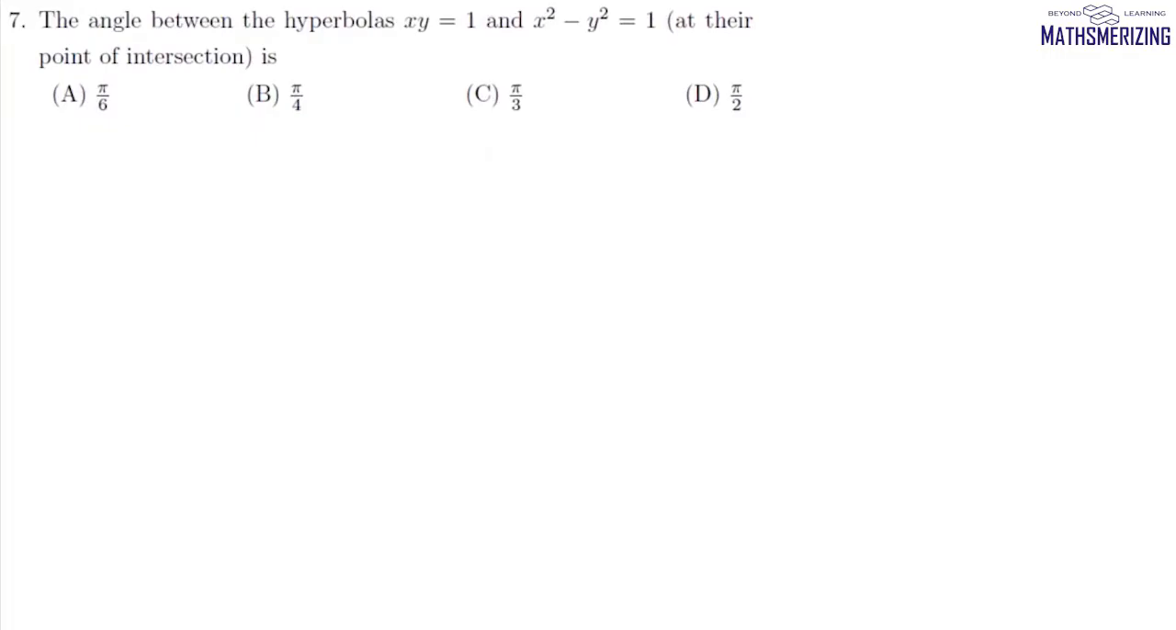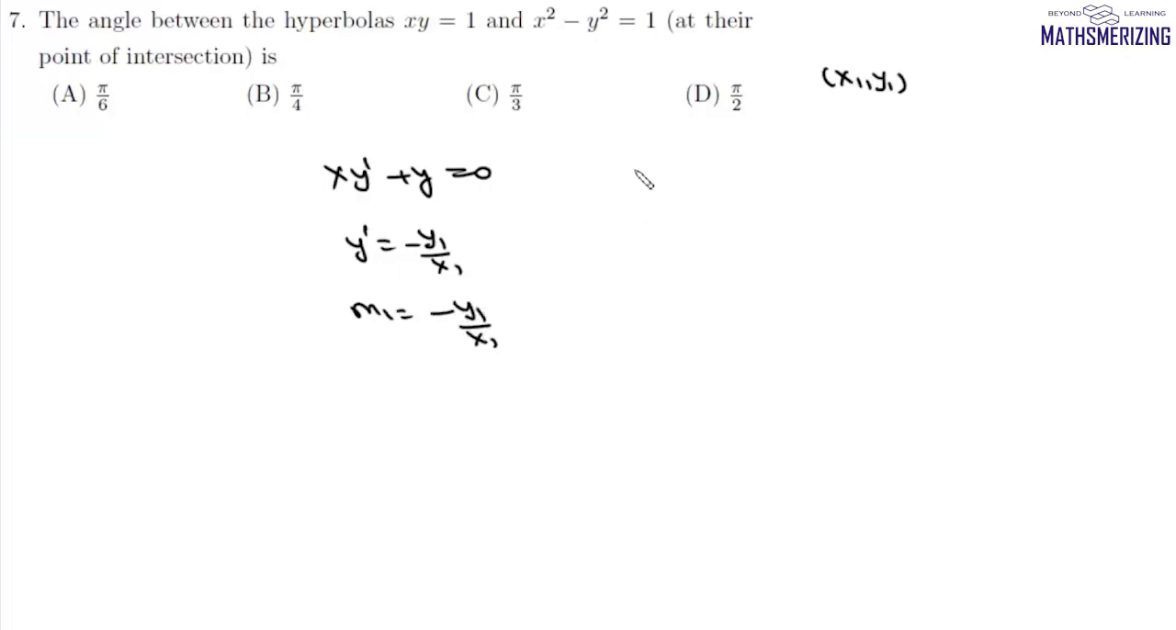Now question number 7 is: the angle between the hyperbolas at their point of intersection is. Now let the point of intersection be x1 and y1. Now we'll differentiate this first curve. We'll get x y dash plus y equals 0. We'll get y dash as minus y1 upon x1. So m1 is minus y1 upon x1.